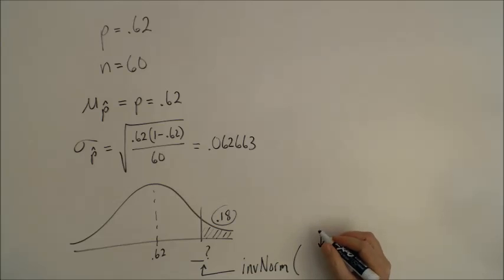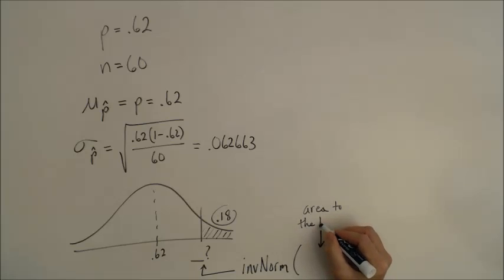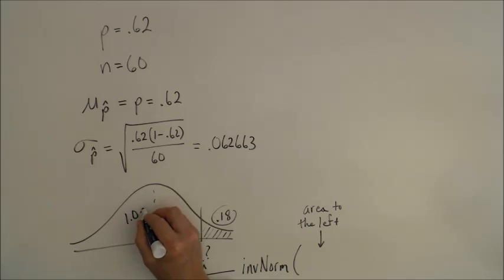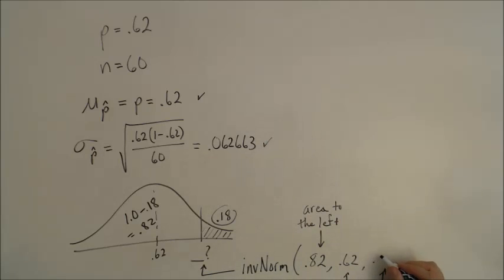Recall the inverse normal command always asks us to enter the area to the left. And so in this case, cutting off the upper 18% of the distribution means we're left with another 82% to the left of this location. That is, the area to the left is the remaining 82%, where here the mean was computed to be 0.62, and the standard deviation for this distribution was about 0.062663.